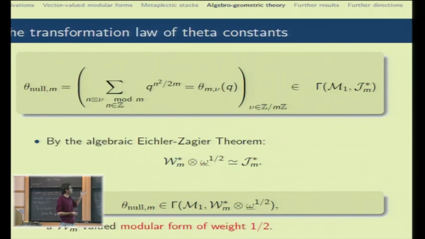So now you can view theta null not just on the right-hand side, but as a vector on the left-hand side. And as a vector on the left-hand side, it's completely clear what the transformation law should be, especially the half integral weight automorphic factor. How does that come about? It comes out because of this isomorphism. So there's a way of saying that theta, this vector of theta constants, is a modular form of weight 1/2 with values in a certain representation space. It's a completely algebraic way of stating a fact that looked like it was analytic.